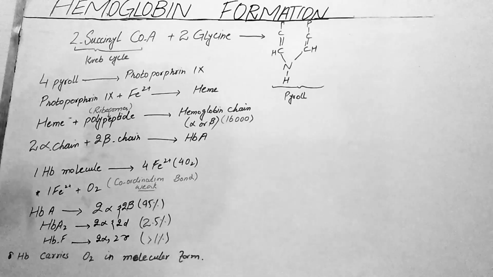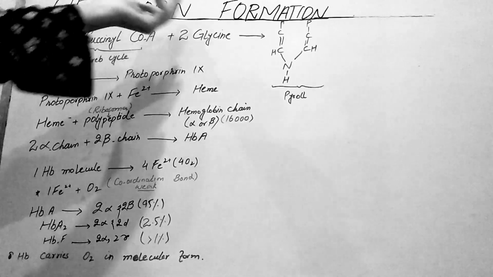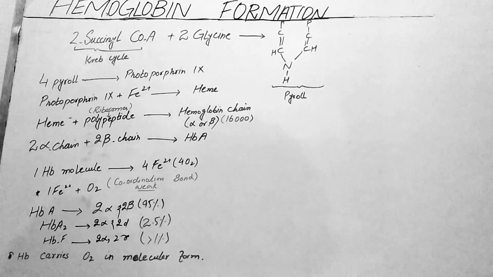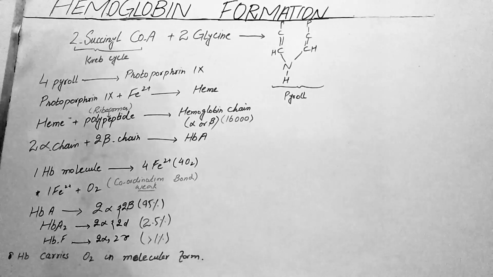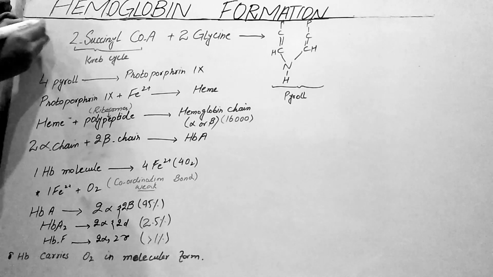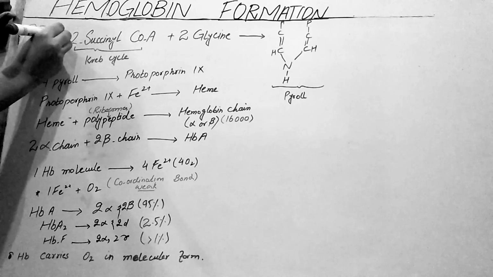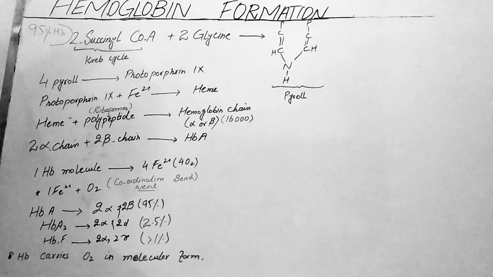Viewers, today we will discuss hemoglobin formation, how the synthesis of hemoglobin takes place inside our body. And we know that in our mature RBCs there is about 95% hemoglobin. And why is this hemoglobin necessary?